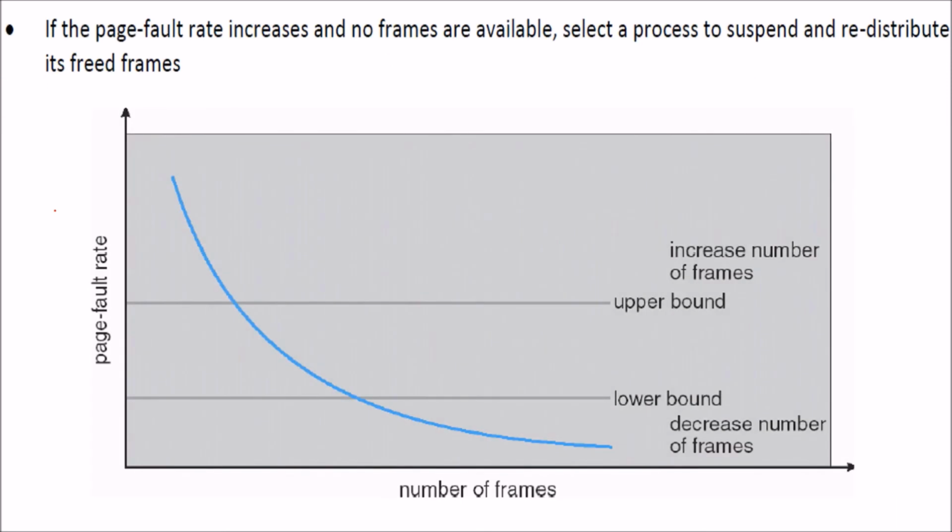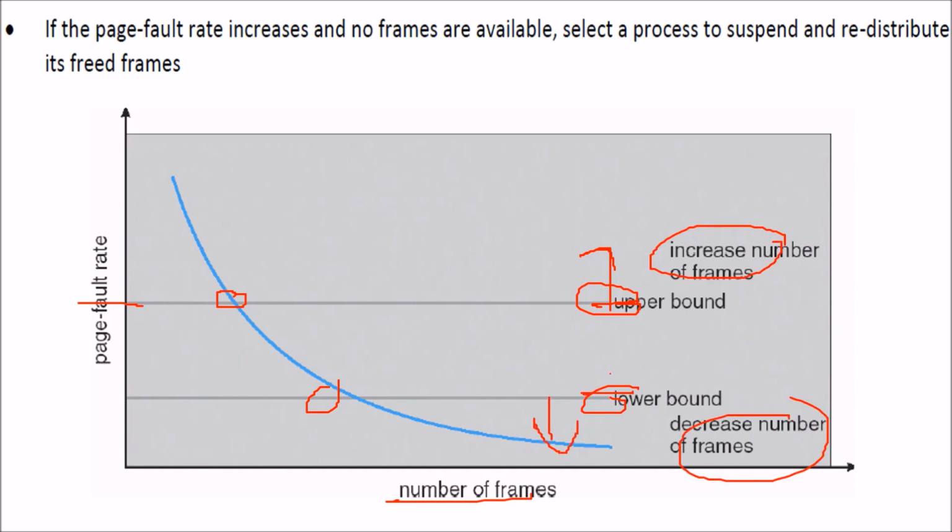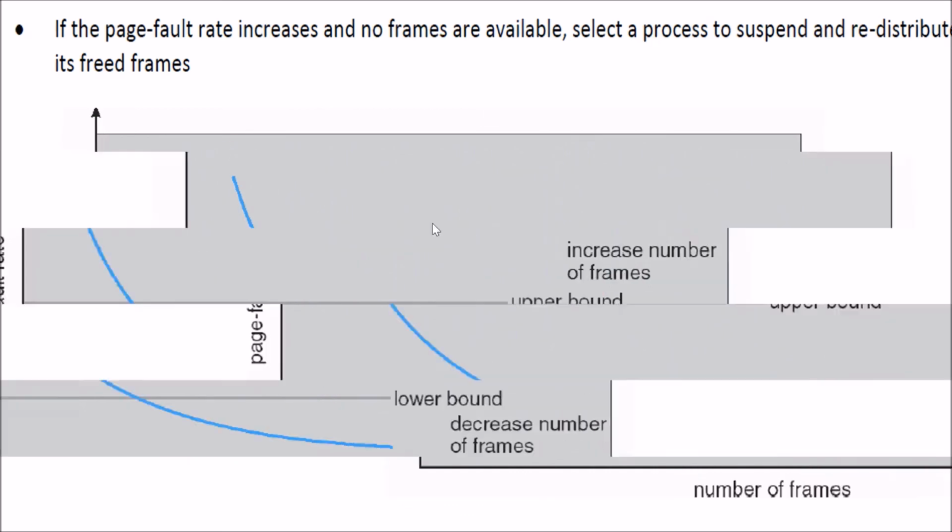I'll show you how. This is the page fault rate, this is the upper bound, this is the lower bound. These are the number of frames. If it goes above the upper bound, we increase the number of frames. If it goes below the lower bound, we decrease the number of frames. Or, if the page fault rate increases and we have no frames available, then we will select a process and suspend it, and whatever frames it has, we will redistribute to the others. This is what we'll do.